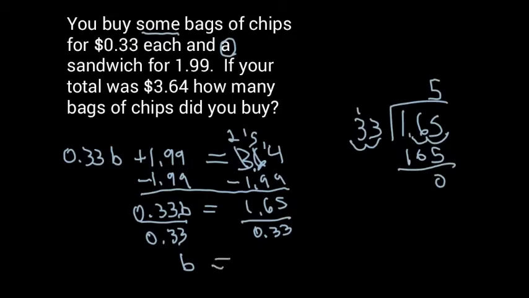So we bought 5 bags of chips for 33 cents each, plus the $1.99 for the sandwich, to get a total of $3.64.